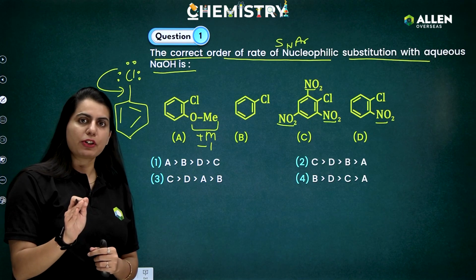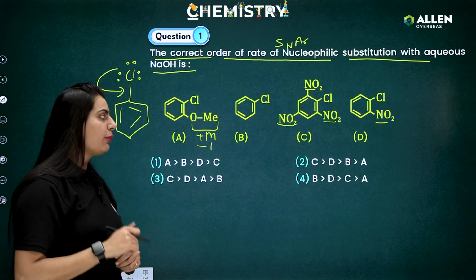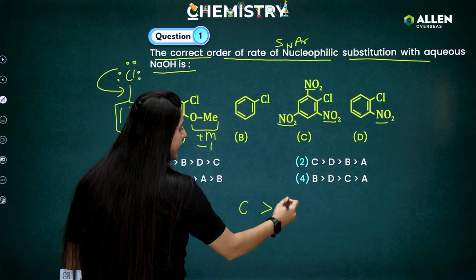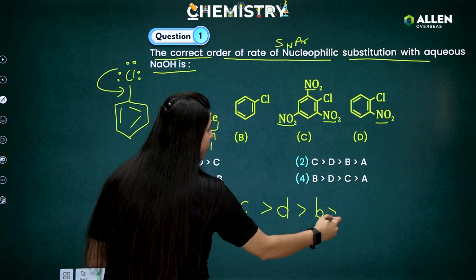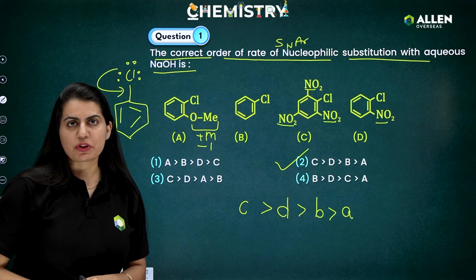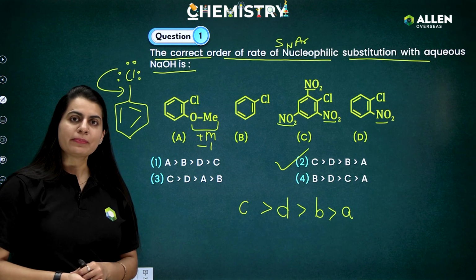Therefore, finally, the rate of nucleophilic aromatic substitution will be C followed by D, followed by B, and followed by A. And the option which we can see here is the second option. So that's your answer for this particular question. Now, moving ahead.